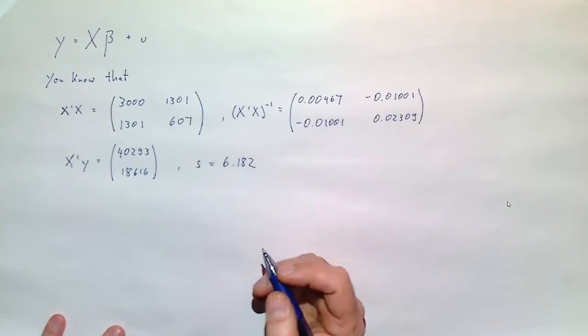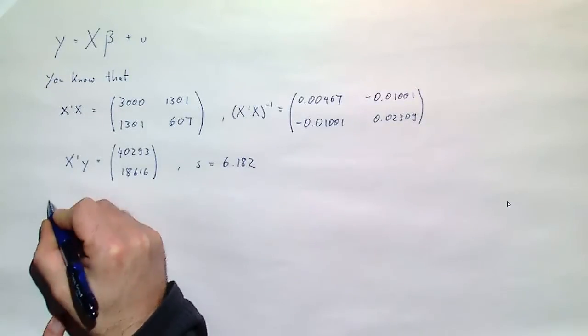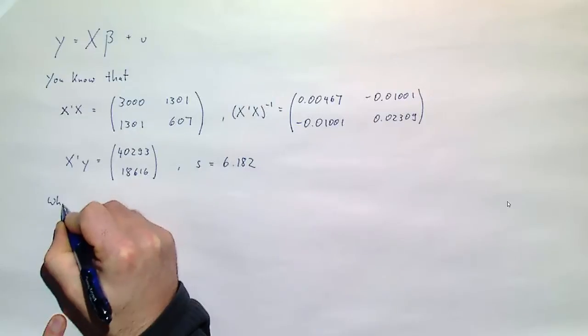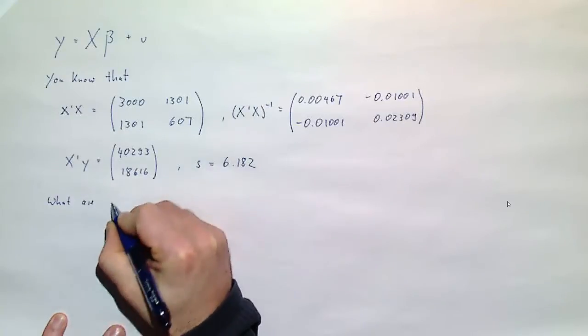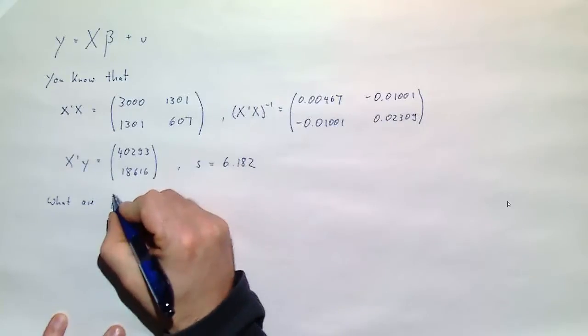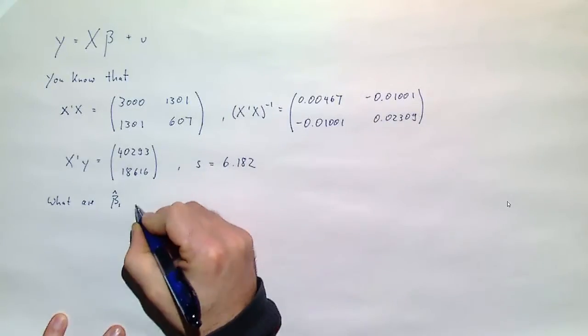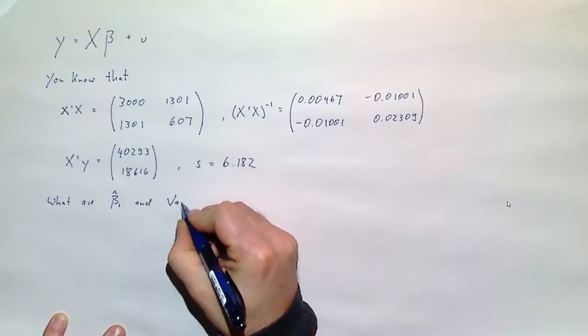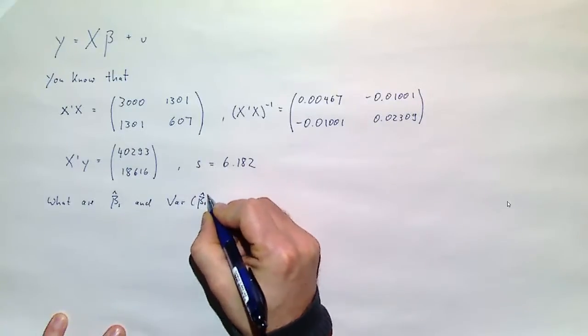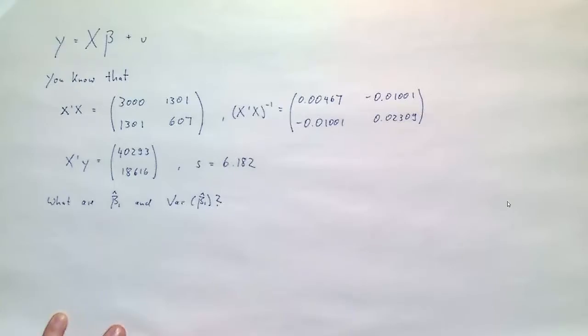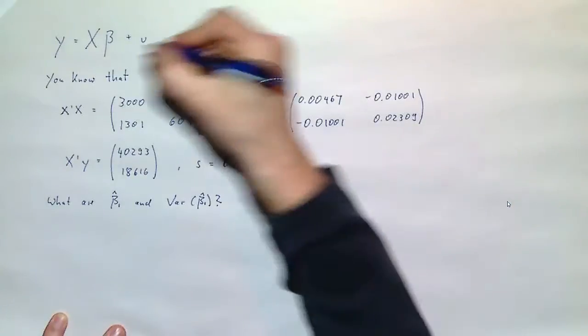So here's a question that's not dissimilar to past exam questions. We have a whole lot of information, I'll get back to that, and the question is, what is an estimate for beta 1 hat, and the variance for that estimator beta 1 hat. So what have we got here?